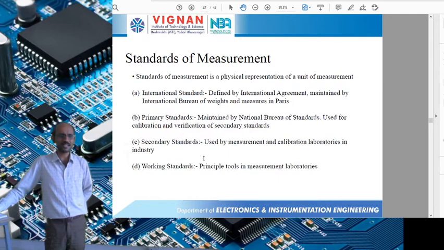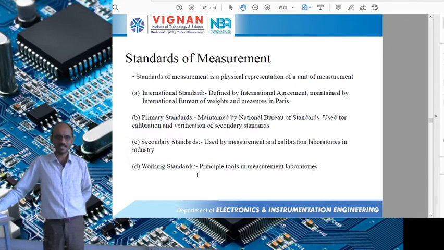Coming to secondary standards, these are the standards maintained in the calibration laboratories and in the industries while performing measurements. Coming to working standards, these are the standards we use for the purpose of measurement, like in our laboratories. For length measurement, if you want to measure the length, we can use the precision gauge blocks as the working standards.